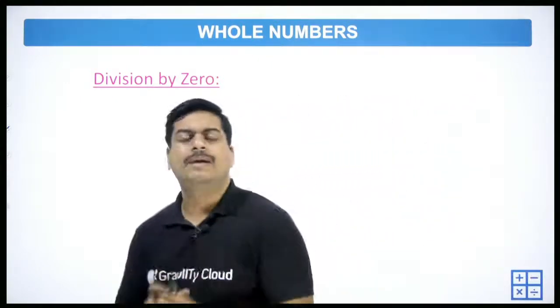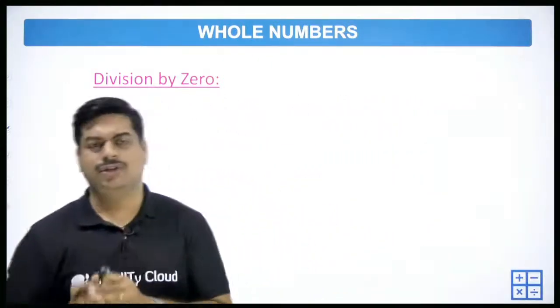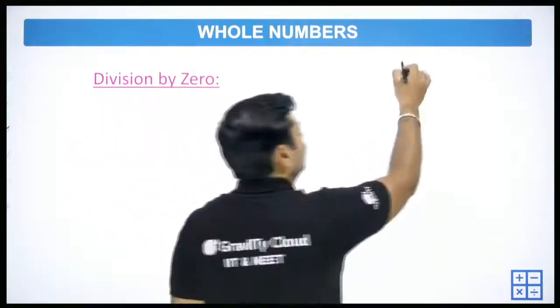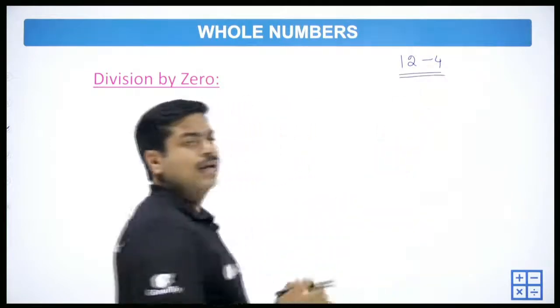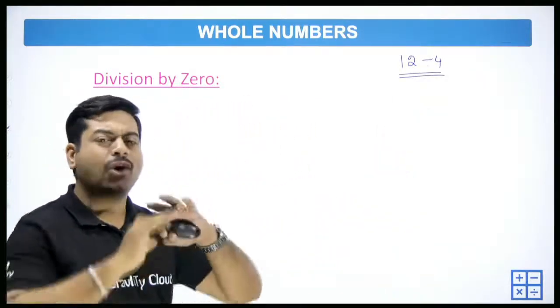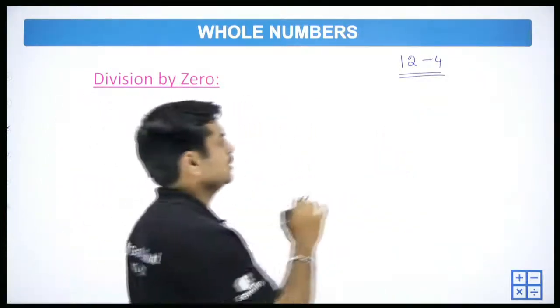Can we divide a number by 0? Let me tell you what is actually a division. For example, I want to divide 12 divided by 4. I want to find what is 12 divided by 4. How do you normally divide these numbers? Let's try to see that.